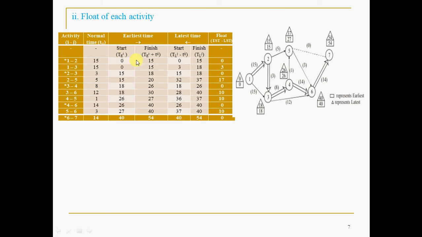So Ti plus Tij: 0 plus 15, 0 plus 15, like this you have to fill the values. So this is the other way of getting the square box values. The procedure that I have explained already holds good, but in the form of a table also you can find out the values of the square box and triangle box. However, you require this table to calculate float. Float in the sense EST minus LST or EFT minus LFT; we will discuss that in the last column.